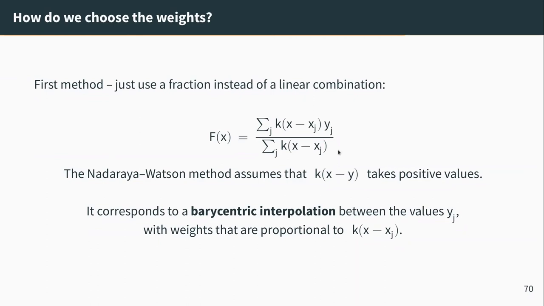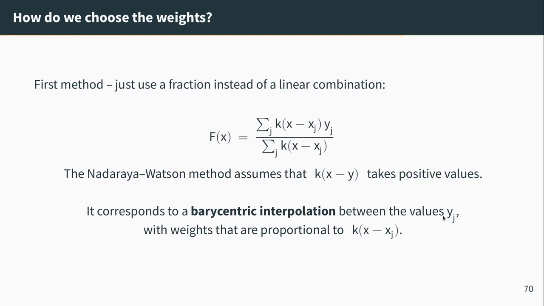But I'm going to divide by this normalization term, which is the sum of the kernel values without the yj's. This method is known as Nadaraya-Watson interpolation. You assume that your kernel function takes positive values so that you're able to divide. In terms of weights, the weight that corresponds to the function k of x minus xj is yj divided by a normalization term. So Nadaraya-Watson interpolation is barycentric interpolation between the ground truth values yj, with weights that are proportional to the values of this kernel function.